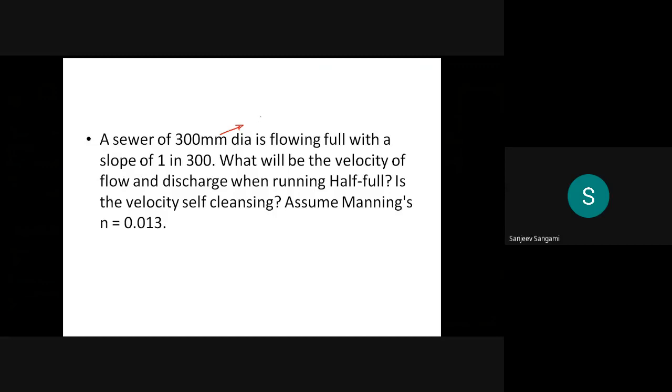Very important. He has given the diameter, that is 300 mm, so you have to convert this into meters. The second thing is that it is flowing full. When you say it is flowing full, then I can calculate R. That means, say that it is flowing full, so R is equal to A by P.